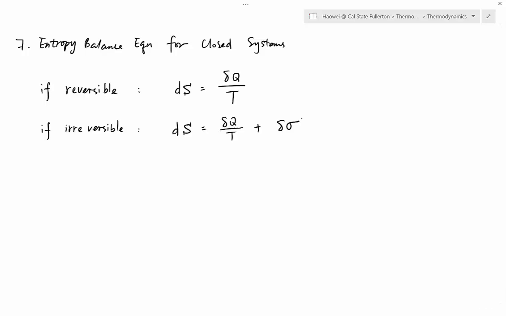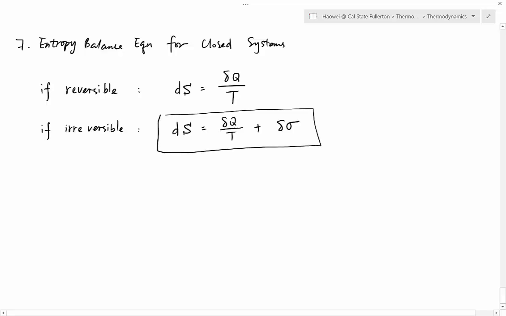It violates the second law. So now if you take a look at our second equation, if the process is reversible, sigma will become 0. So the second term on the right-hand side just goes to 0, and then our second equation becomes exactly the first one on top. So the more general equation we should use is always the second one.